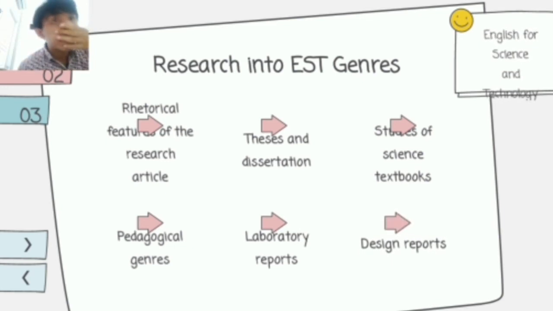And the last one of research into ESP genres, we have design reports. The design report is identified by Braine 1991 as one of three important writing engineering genres. The other two identified as important are the work experience report and the instruction manual. Design, usually taught through problem-based learning, or PBL, is a key outcome for engineering education.